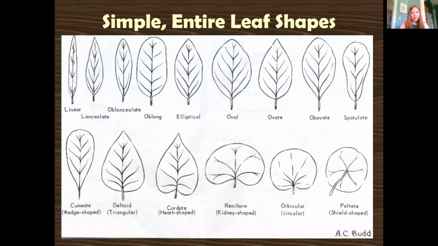So for simple entire leaves, you can have different shapes. Now, if you have an illustrated glossary, it might have something like this in the back, which is a really great shortcut for you. And usually when you're seeing a species, it'll have a description of what the leaf shape looks like. I'm not going to go through all of these, but it's really good to know, and you can kind of make up tricks and tips for yourself. So for example, cordate, that's heart-shaped, whereas reniform is kidney-shaped.